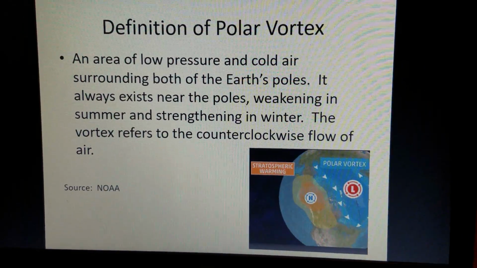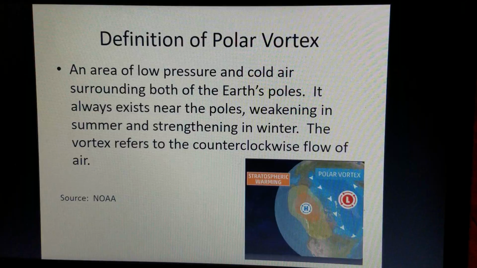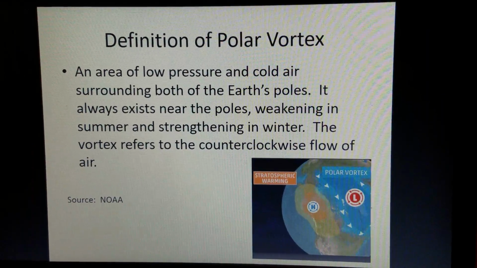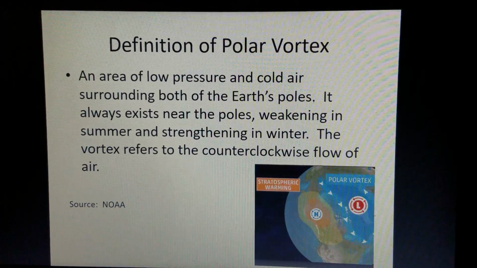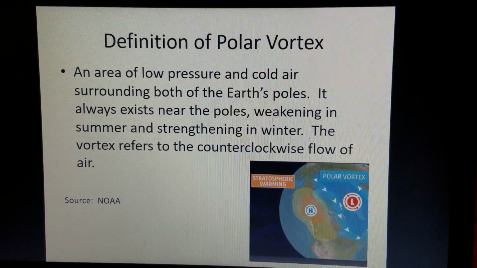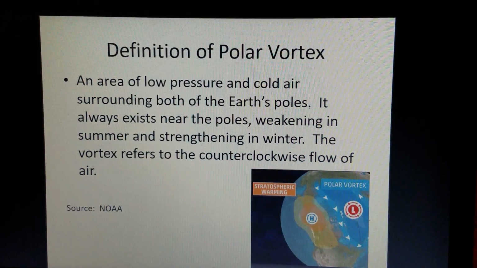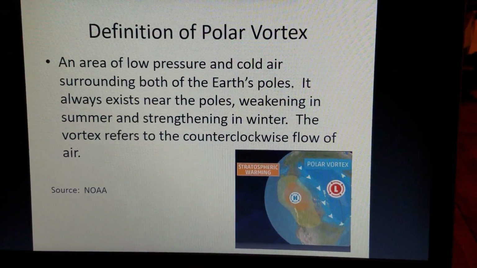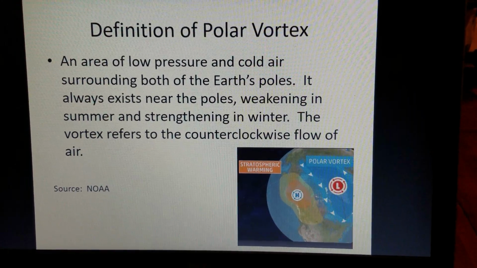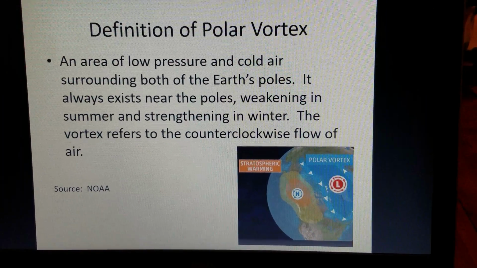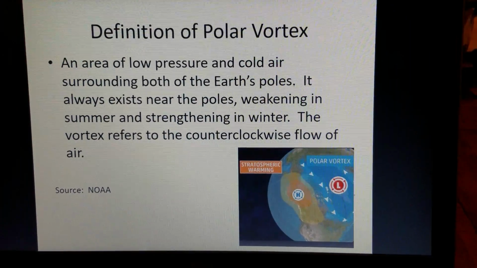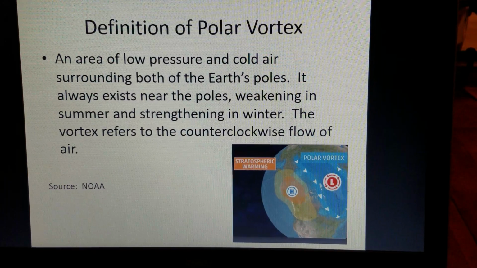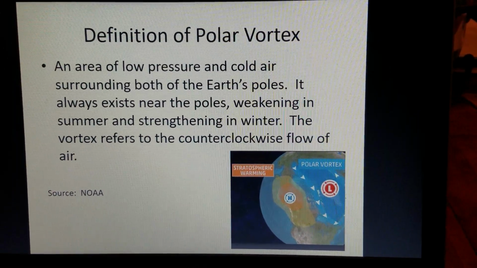All right, so first, the source of this definition of the polar vortex is NOAA. So thank you, NOAA, for the information. The definition of the polar vortex: an area of low pressure and cold air surrounding both of the Earth's poles. It always exists near the poles, weakening in summer and strengthening in the wintertime. The vortex portion refers to the counterclockwise flow of air around it. Okay, so that's the definition of the polar vortex.